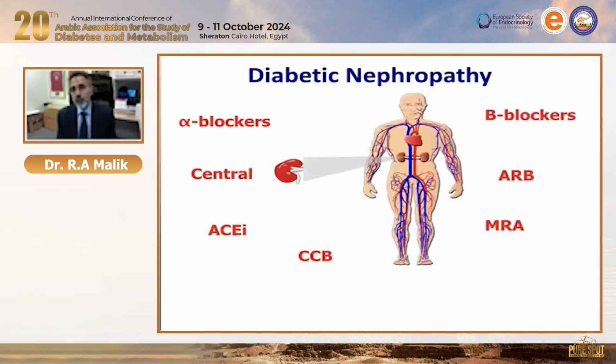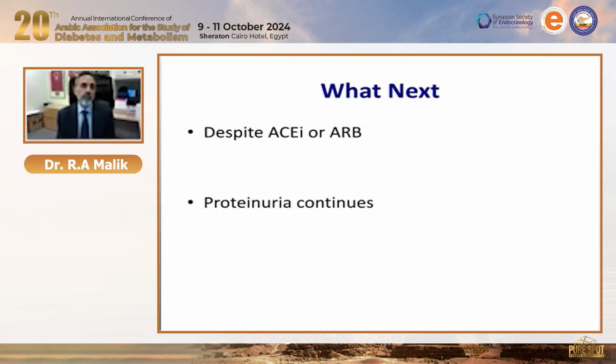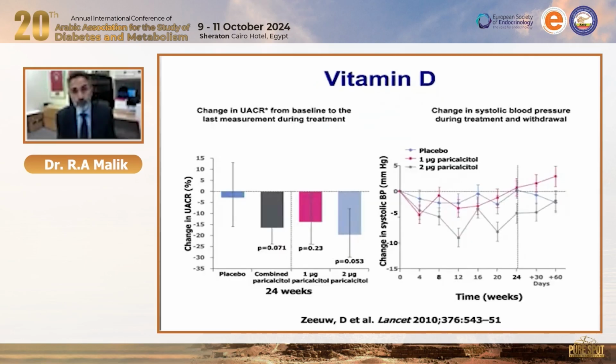Diabetic nephropathy, we all know that there are multiple drugs that we use for blood pressure reduction, but really the ACE inhibitors and angiotensin receptor blockers are the ones that have really shown benefit for diabetic kidney disease. But what do you do after you've got a patient on an ACE inhibitor or angiotensin receptor blocker and their proteinuria still continues? Well, you can actually use vitamin D.